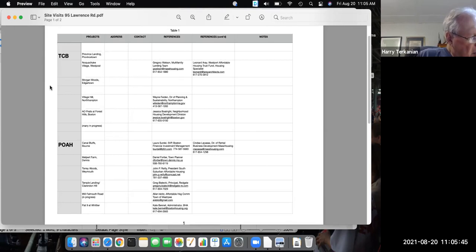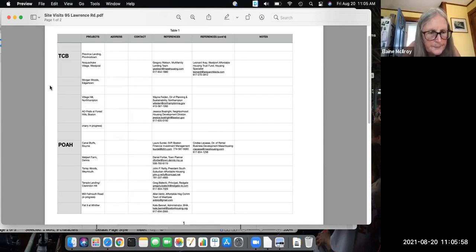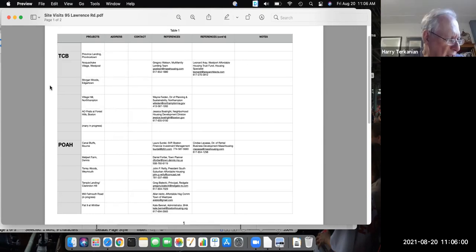Tory Woods is 24 units. I couldn't figure out from what I read how big the property was, but they're all jammed into either 1 or 2 3-story buildings. Okay. And Falmouth Roads in Mashpee was 39 units, but it's in progress. So I don't know what the state of play is there.